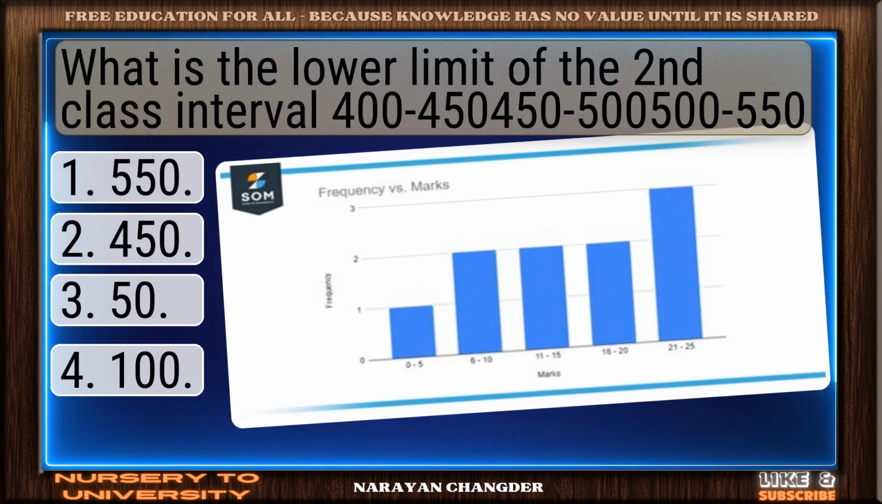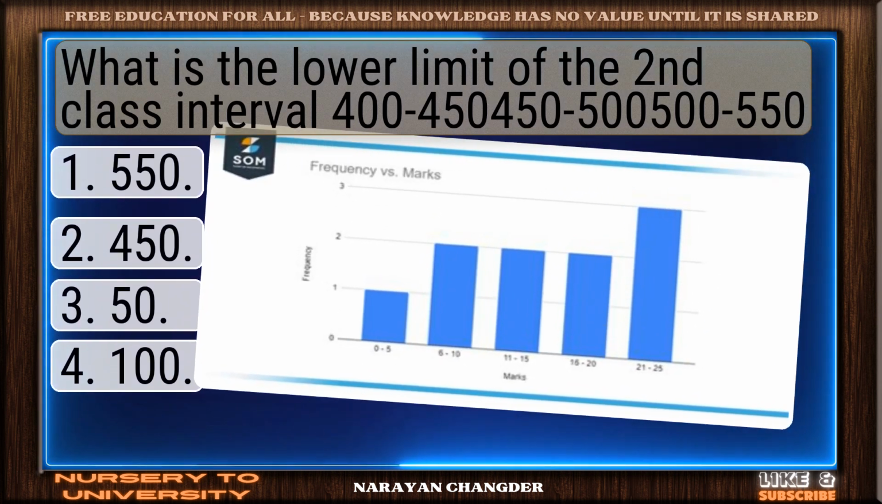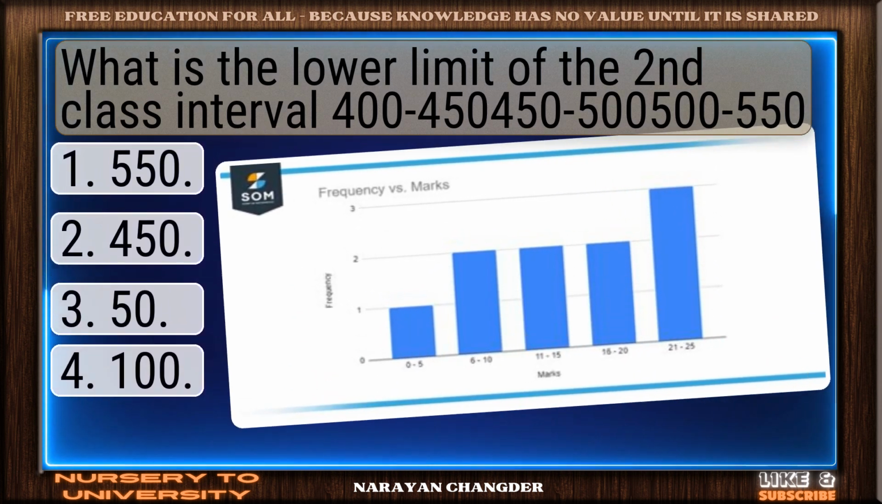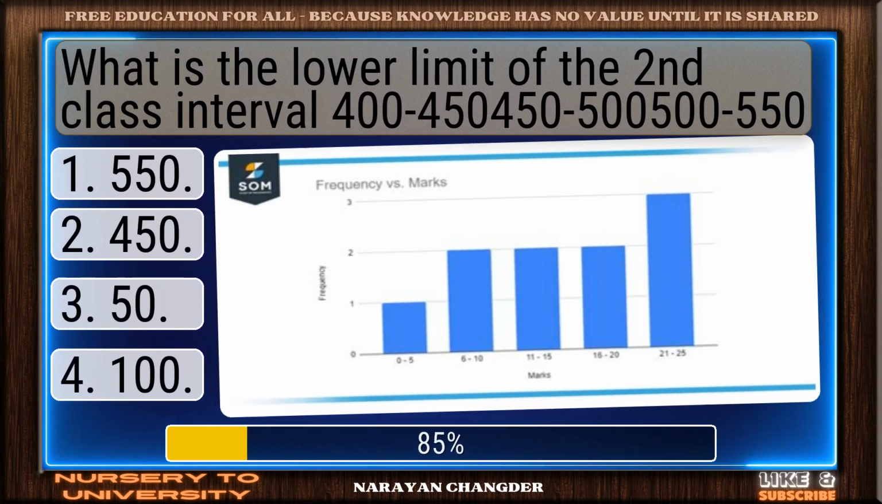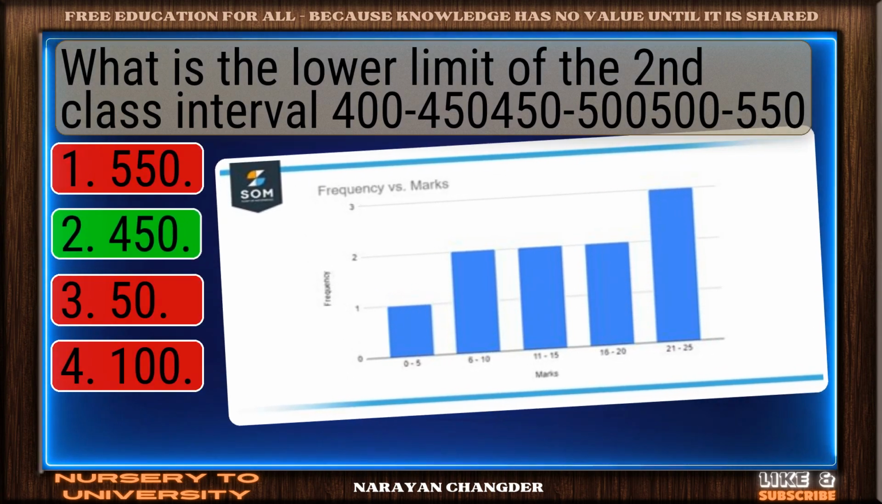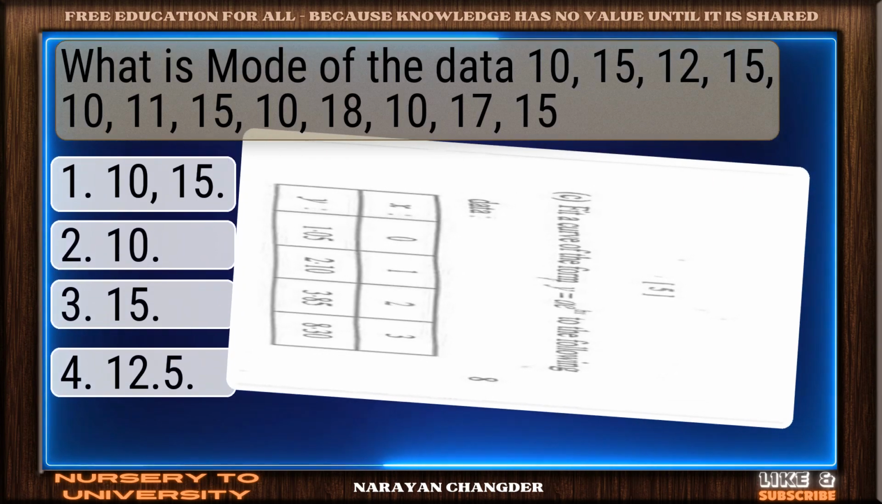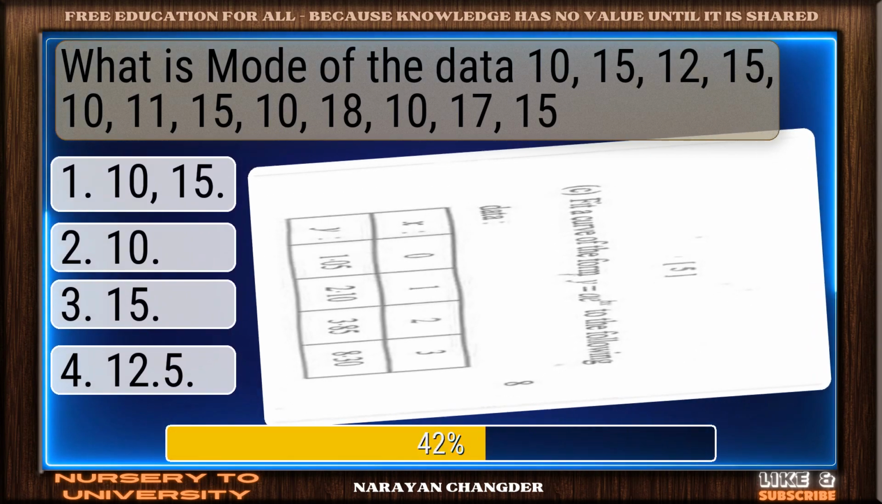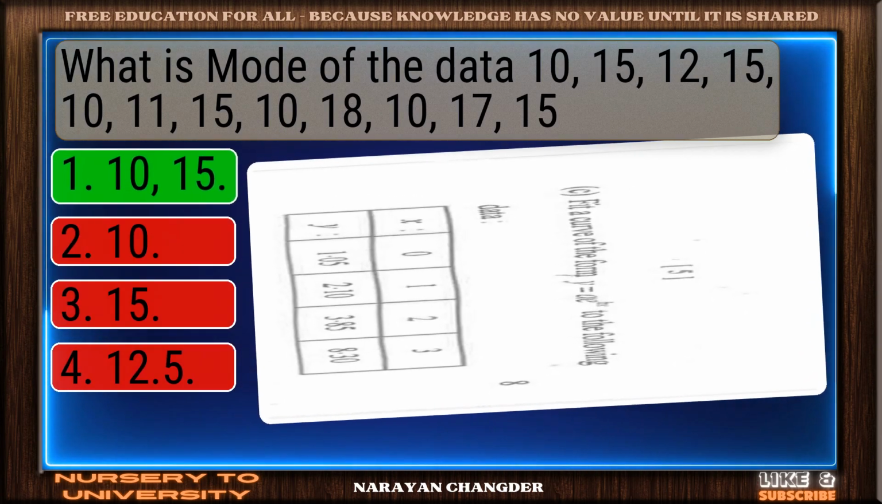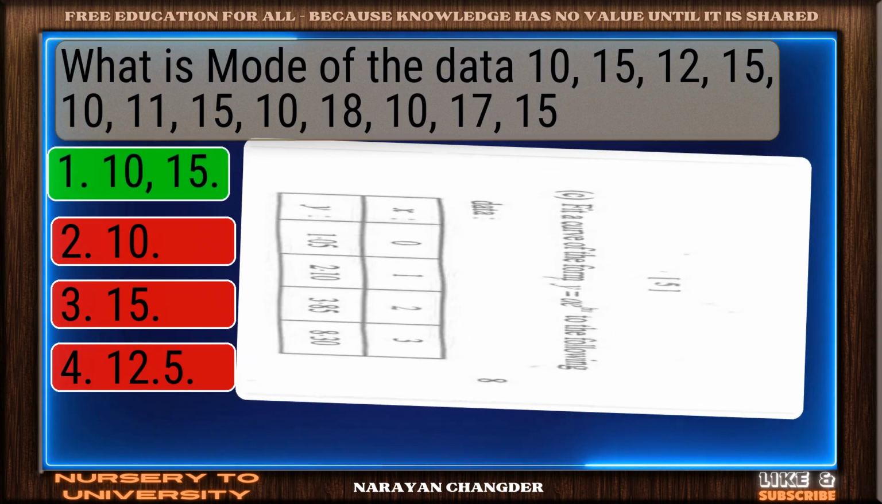What is the lower limit of the second class interval 400-450, 450-500, 500-550? 450 is true. What is the mode of the data 10, 15, 12, 15, 10, 11, 15, 10, 18, 10, 17, 15? Correct. 10 and 15 is spot on.